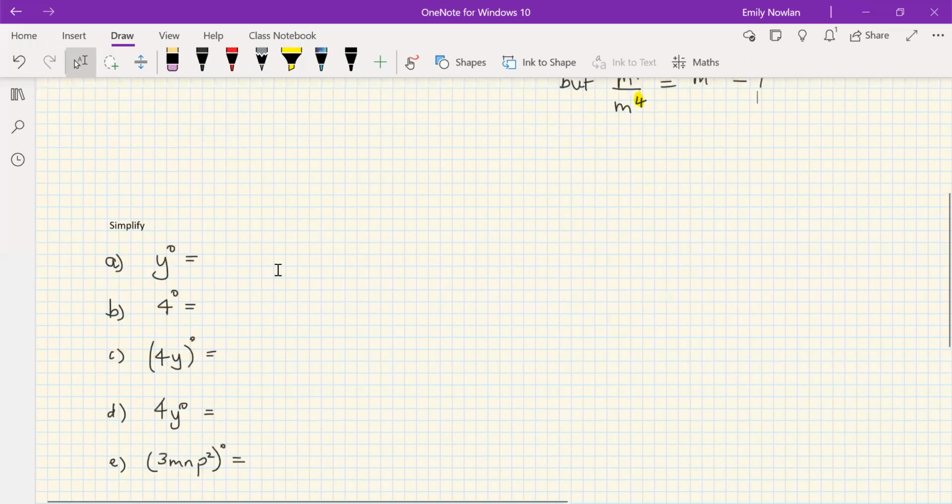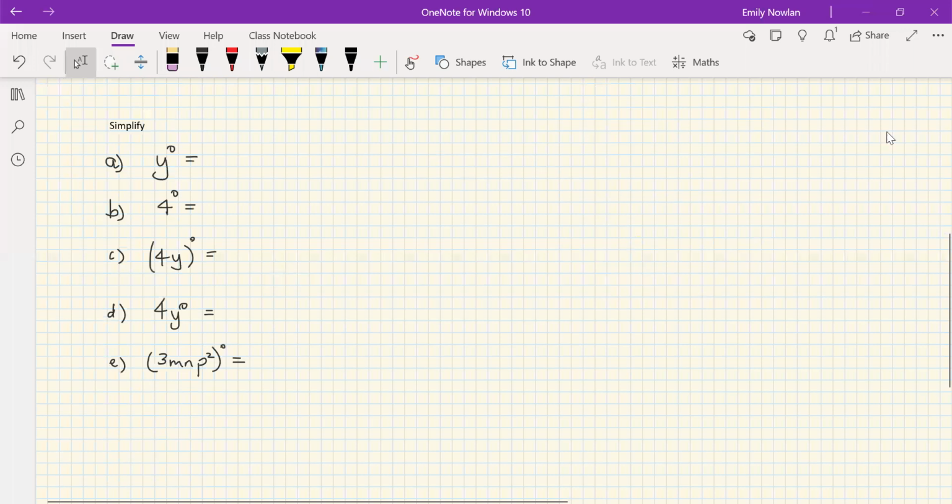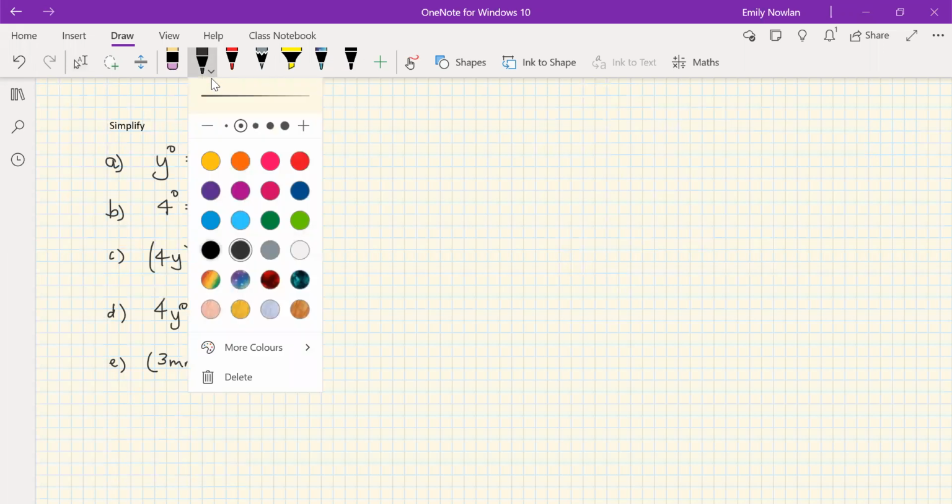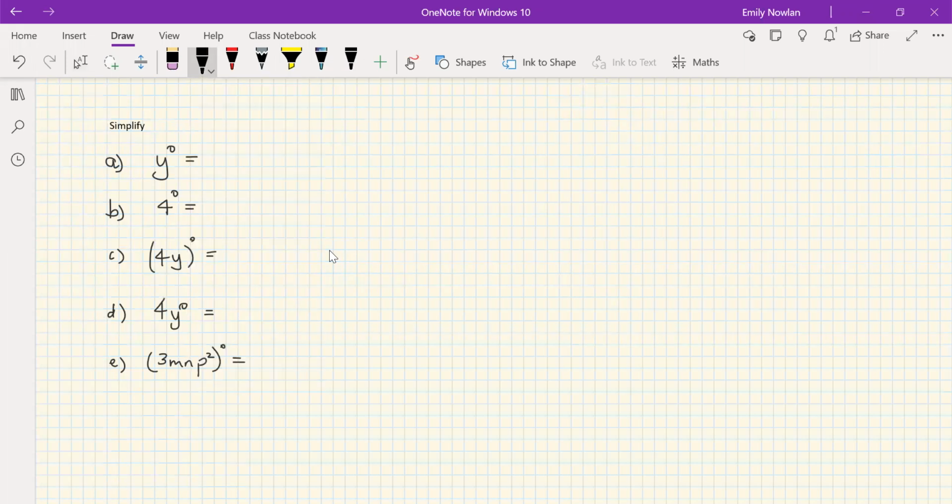So let's have a look at these questions. Again, if you're watching this for the second time, or you want to use this as a little reminder, I would pause it and try them yourself and then see how you went. So let's have a look at these answers. y to the 0, that's anything to the power of 0, which is 1. 4 to the 0, doesn't matter, that's a number, we still know it's 1. The next one is in brackets, but it's all raised to the power of 0. So 4y all to the 0 is still 1.